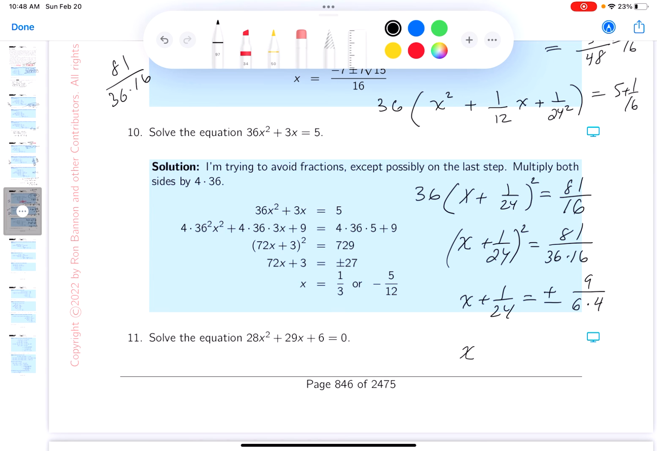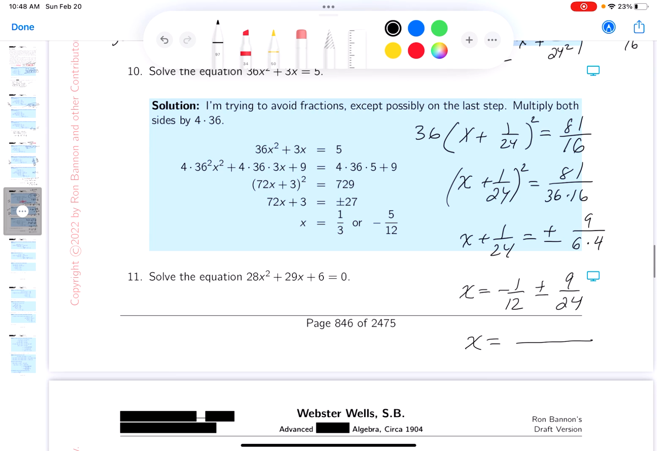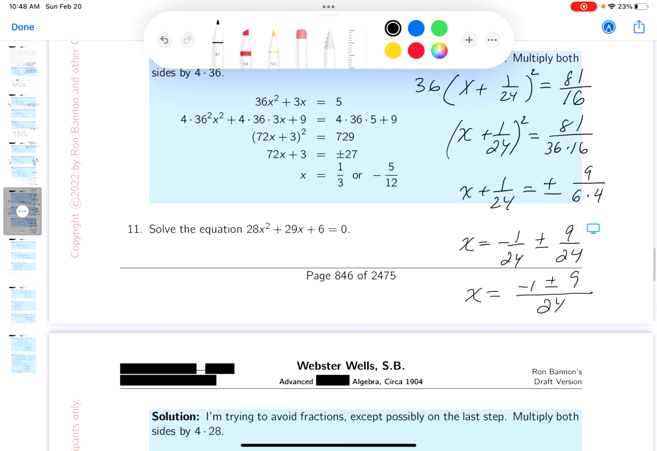What do I got? x equals minus 1/24 plus or minus 9/24. x equals, I got trouble. Oh, I'm sorry, I just put down 1/12. Sorry about that. Let me get my eraser out. I don't know why I did that. 24 is the common denominator, minus 1 plus or minus 9. And when you get there, let's take a look at it. Minus 1 minus 9 is minus 10.